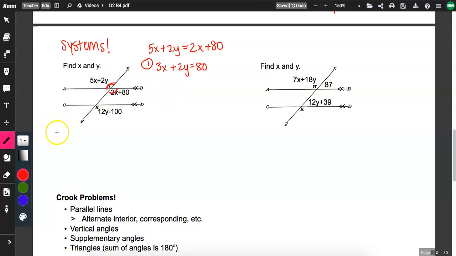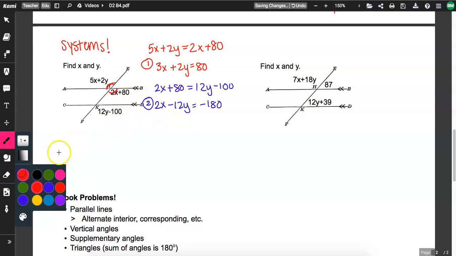Now I need a second equation to go with it. The other piece I know is that 2x plus 80 should be the same as 12y minus 100 because those are corresponding angles, so they're equal to each other. I'm going to get x and y on the same side and the constant by itself. So I will subtract 12y: 2x minus 12y equals, I'm going to subtract 80 to the other side, negative 180. So this is my second equation.